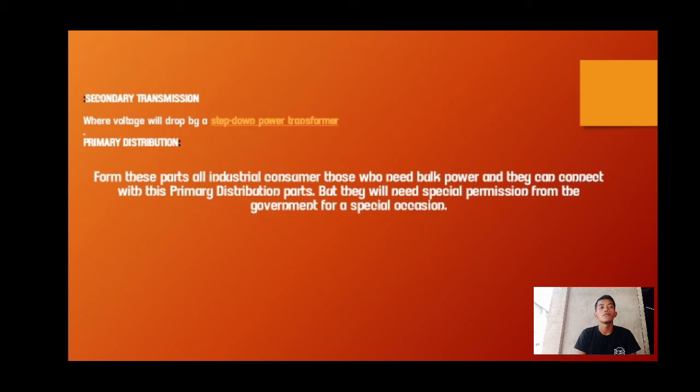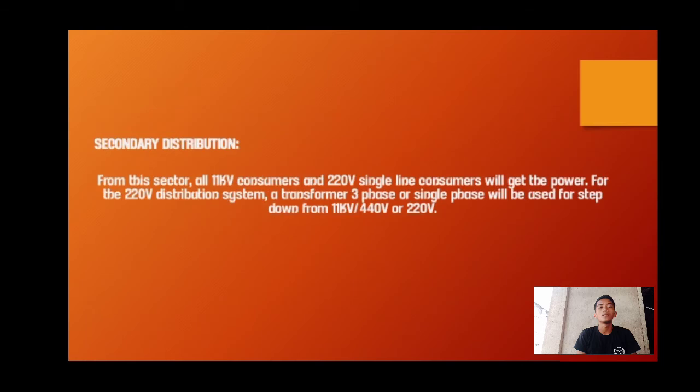Primary distribution. For this part, all industrial consumers, those who need bulk power, can connect to the primary distribution part, but they will need special permission from the government for special occasions.